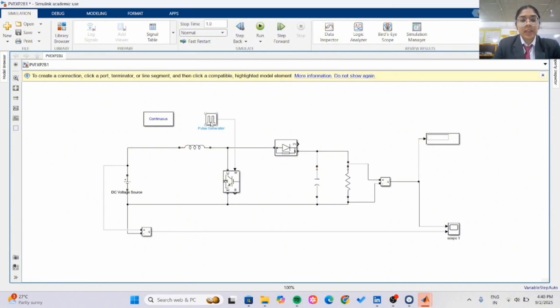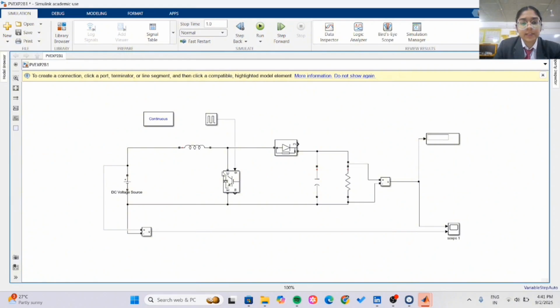Then afterwards, here we have connected a pulse generator. It is not a power source but a control signal source. It generates a PWM signal which decides when the IGBT is on or off, and we need it because it controls the duty cycle. The output voltage of the boost converter is directly related to the duty cycle, and a higher duty cycle gives a higher output voltage.